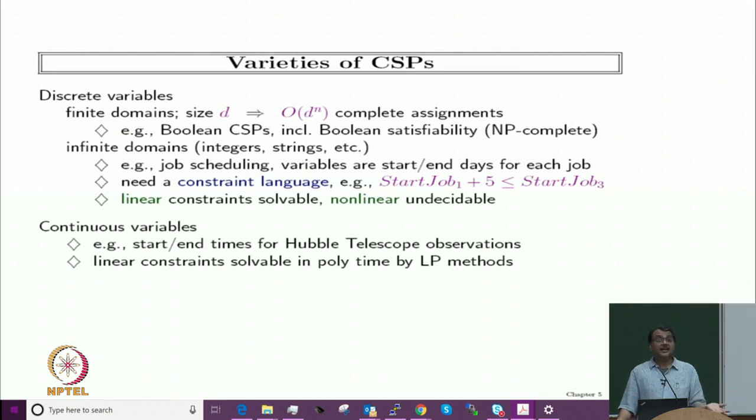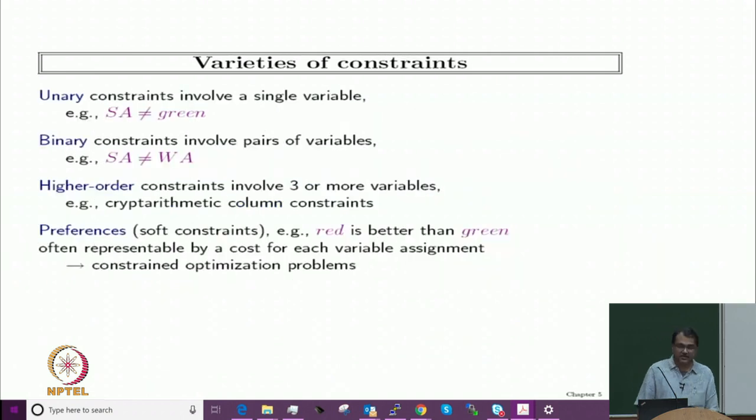D to the n, right? The first variable can take d values, the second variable can take d values, the nth variable can take d values. So, we will have d to the power n complete assignments. If we could enumerate all the d to the power n assignments, then of course, we will be able to solve our problem really well, but of course, that is not possible because it is exponential.